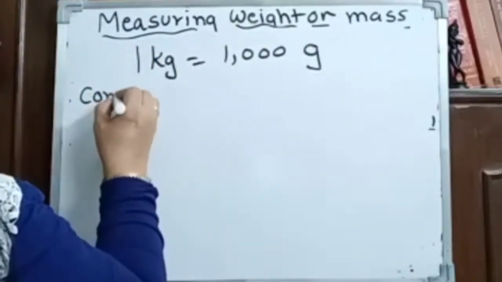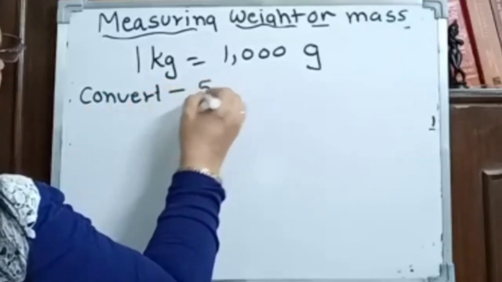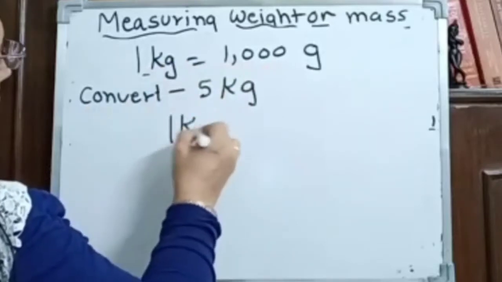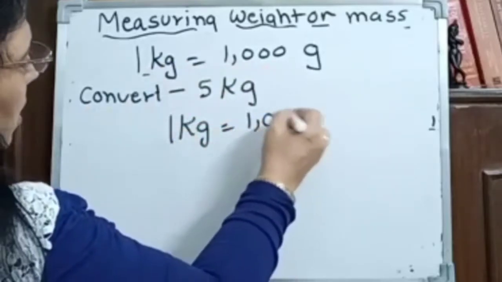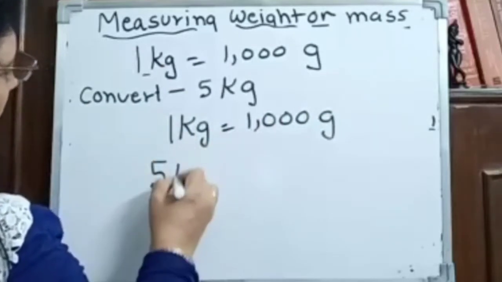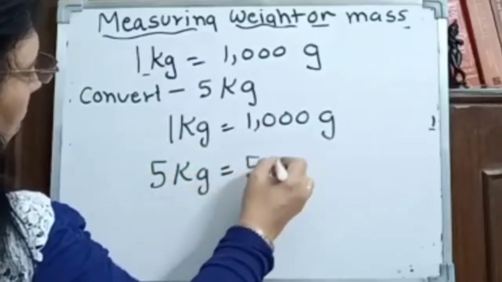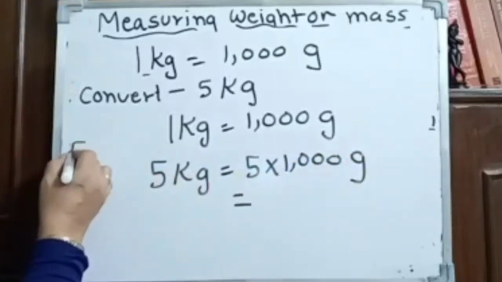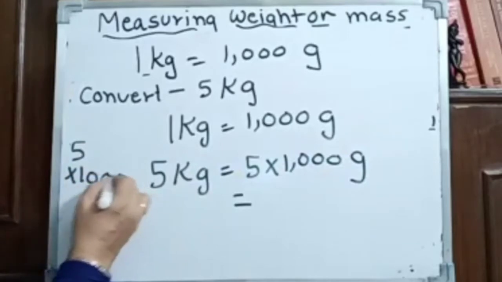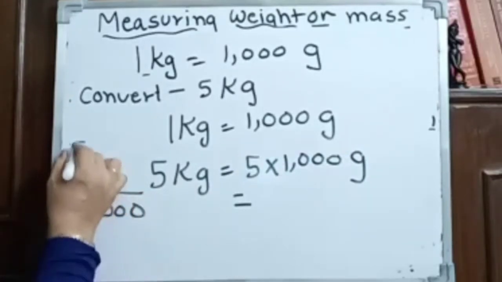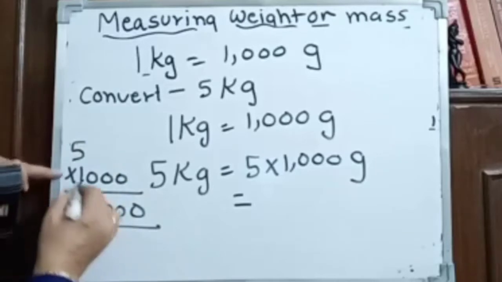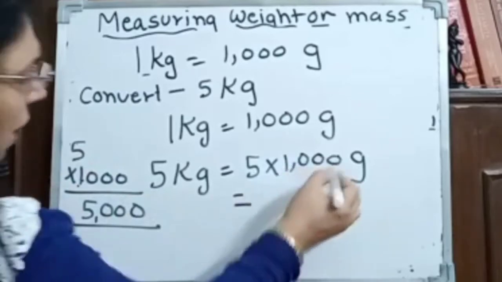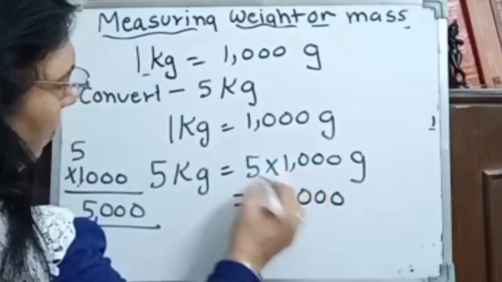So convert 5 kg. What will you do? You have to take this: 1 kilogram is equal to 1000 gram. 5 kilogram is equal to 5 into 1000 gram. Add the 3 zeros here, and 1 fives are 5. Whenever we multiply any number with 0, the answer is the same number.